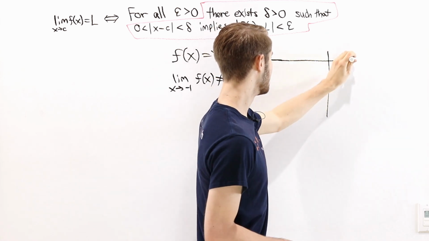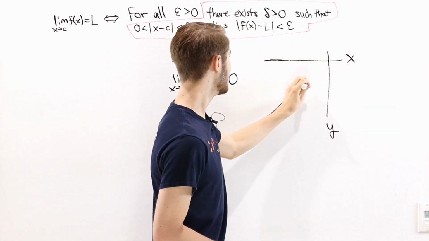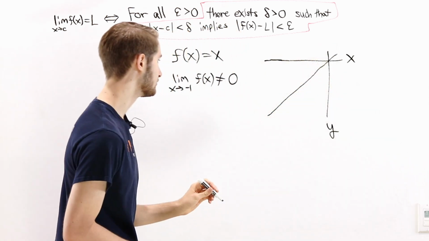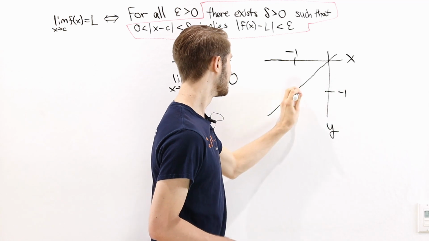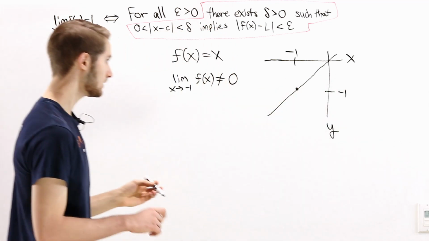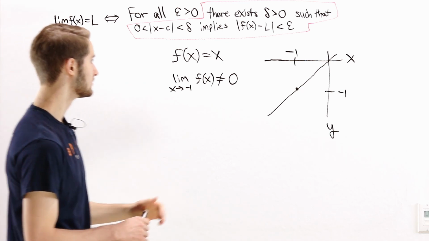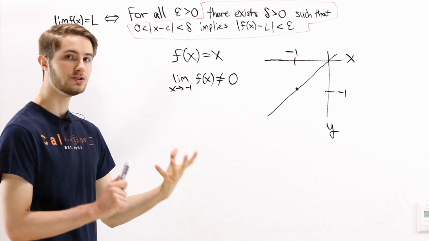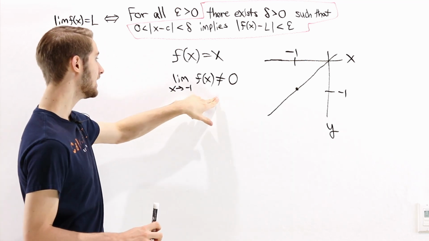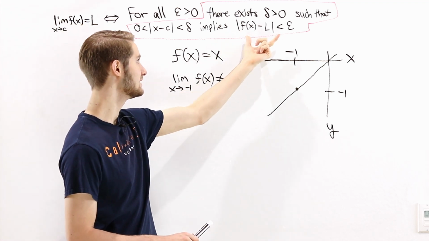If we have our x-axis right here and our y-axis right here, we have the function f of x equals x, that's just that line straight through, and we have the value of -1, and this is going to be the point we're interested in, but the limiting value we're looking at is the vertical value of 0. Now remember, the key to doing this proof that the limit does not equal the value of 0 is to disprove this last statement right here.